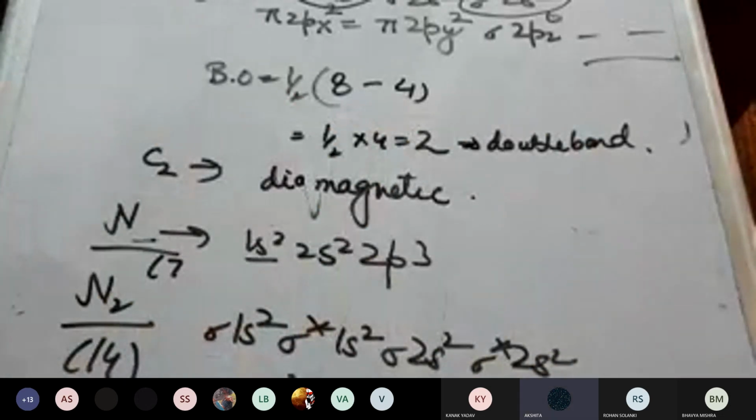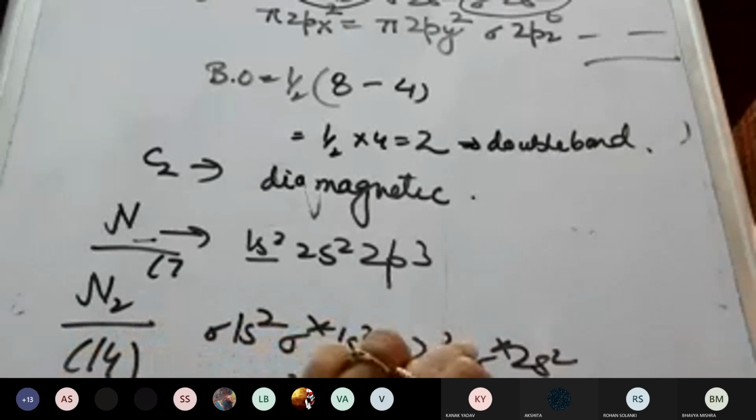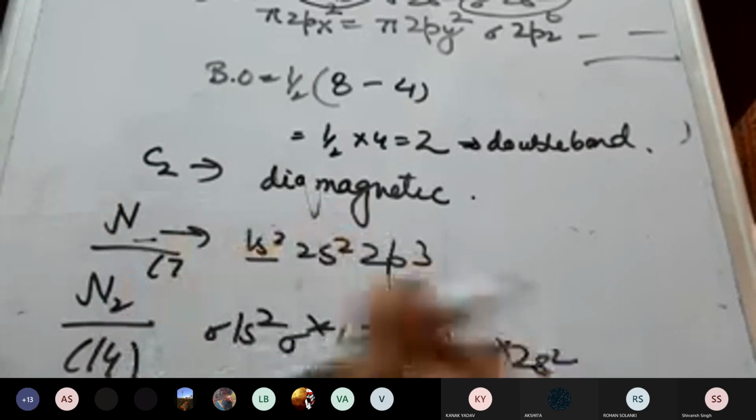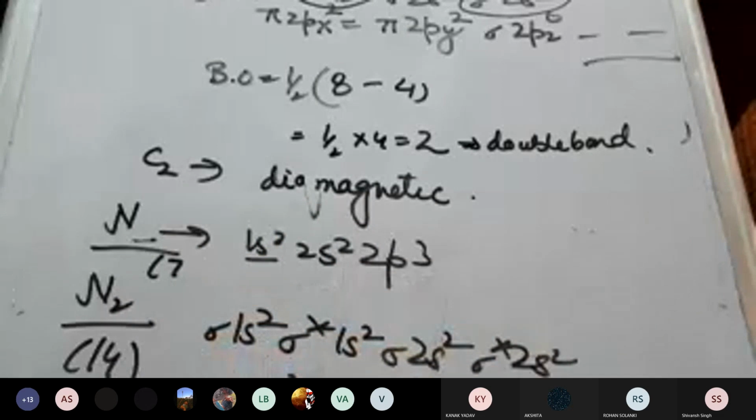Yes, very, very good. Clap for you, beta. At least now students have started responding. See, 2, 4, 6, 8. First, when there are pi bonds in these two, fill one each in both, then pairing happens. Okay, so 8, 9, 10, 11, 12, 2 are left, they are going here.